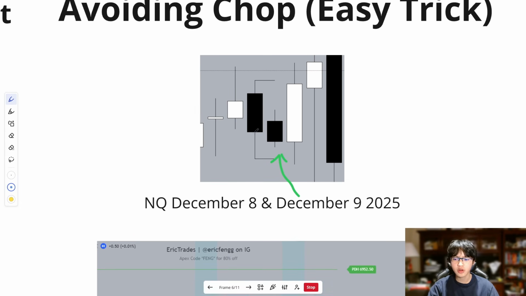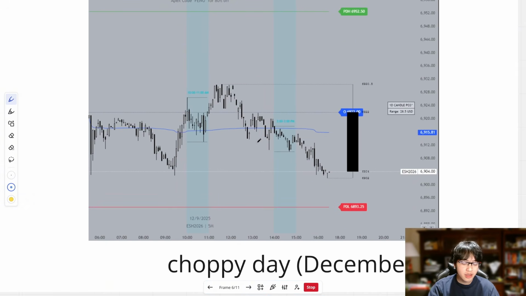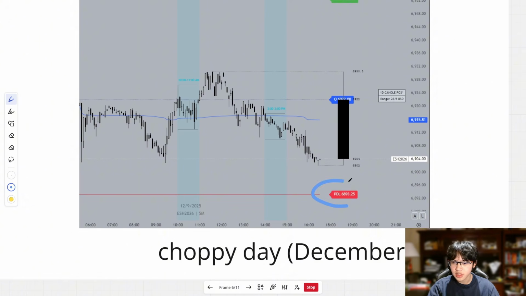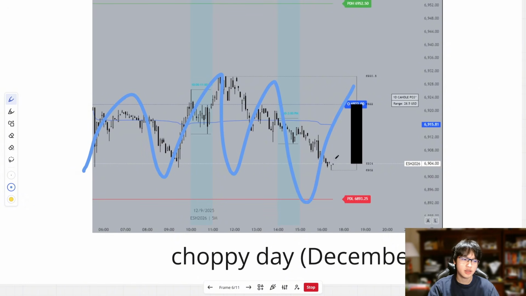This is December 8th and December 9th, 2025 on the daily chart. And so we can see on this day, we have our previous daily high up here, previous daily low. On this trading day that we're looking at, December 9th, it does not take out the previous daily high and previous daily low. So let's actually look within the day to see what it looks like. So we have our previous daily high marked out and our previous daily low marked out.